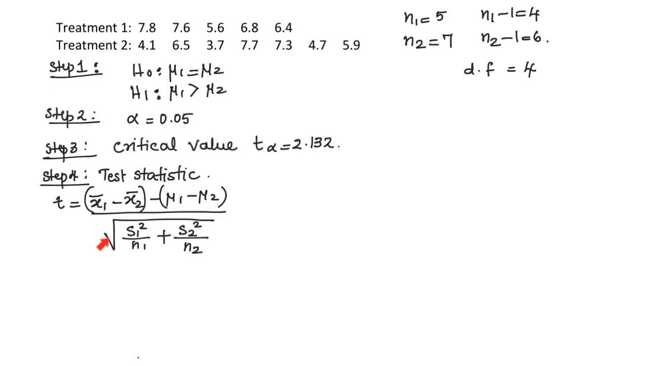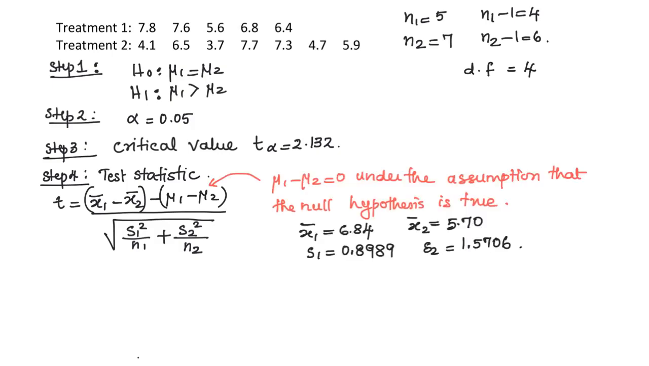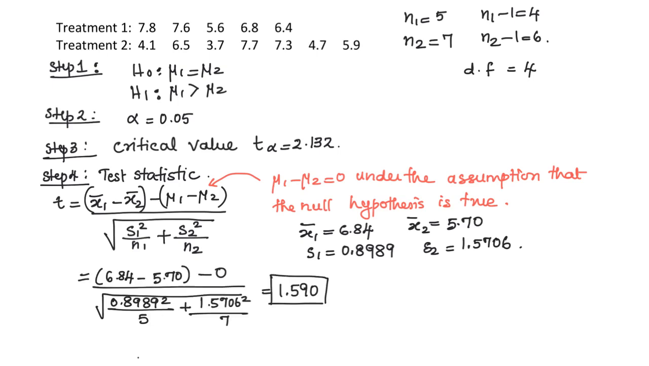Step 4, find the test statistic. We can use this formula to find the test statistic. First we need to find the sample means and standard deviation of each treatment, and n1 and n2 we already know that, and mu1 minus mu2 will be equal 0 under the assumption that the null hypothesis is true. You can find the sample mean and sample standard deviation using a calculator, and you can substitute these values into the formula to find the test statistic. The test statistic is 1.590.